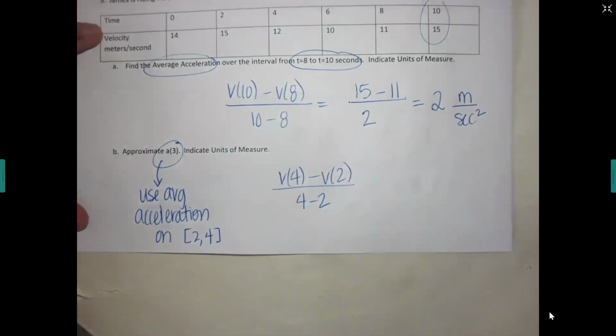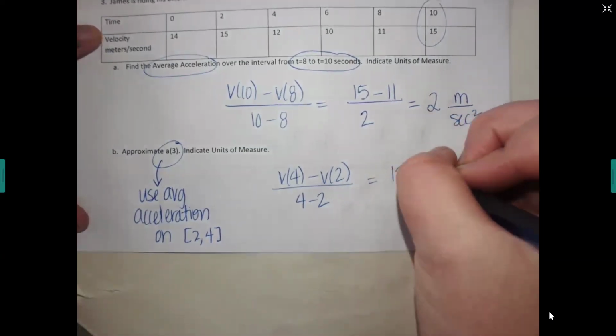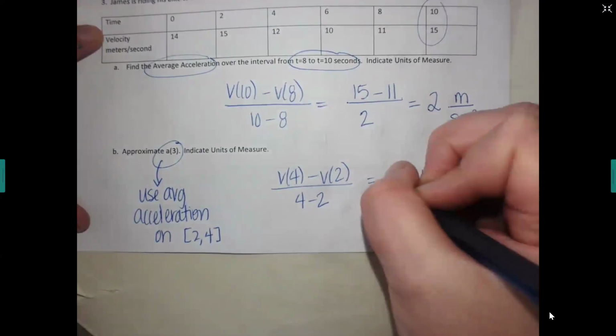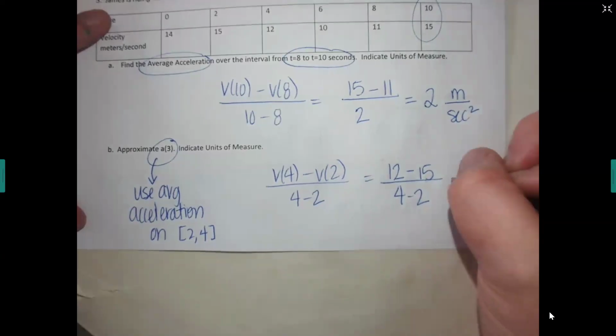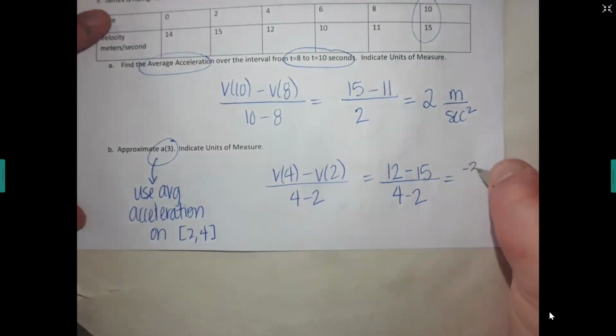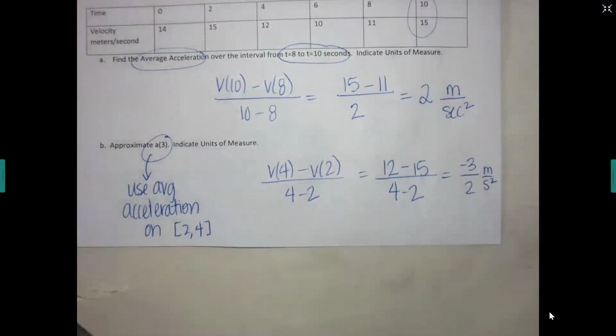So, okay, then V of 4 would be 15. No, 12. Minus V of 2 would be 15. Final answer for that, what would my fraction be? Negative 3/2 meters per second squared. Okay, now, quick question. If your average acceleration is negative, what does that mean velocity was doing over that interval? Was it going up or down? Down. If your acceleration is negative, that means velocity was decreasing, right?